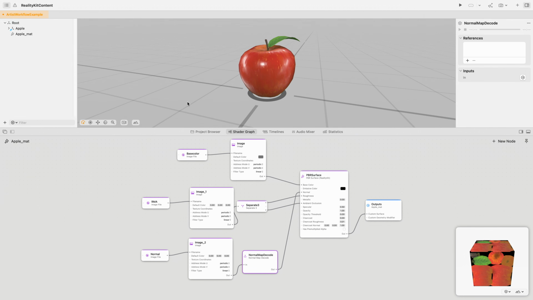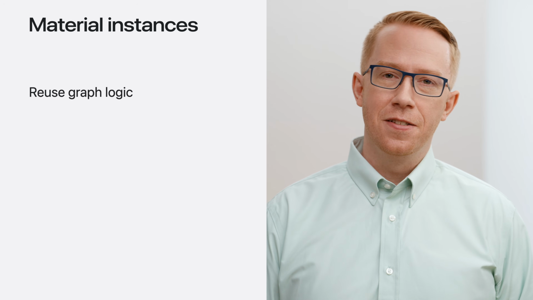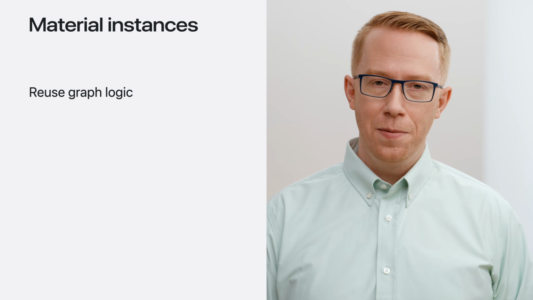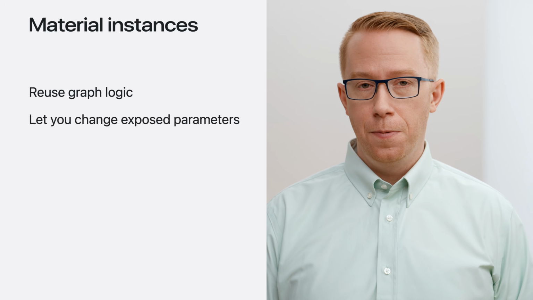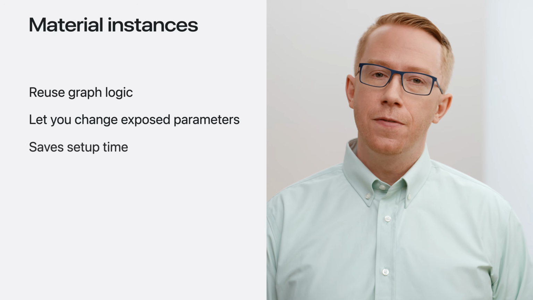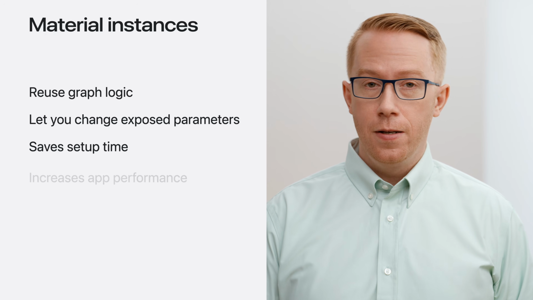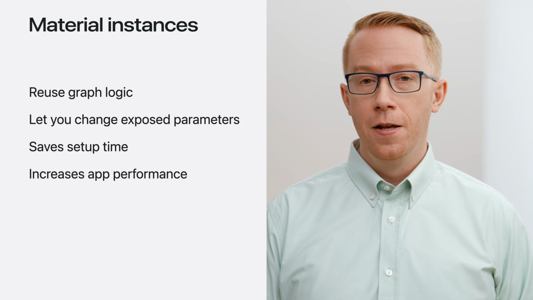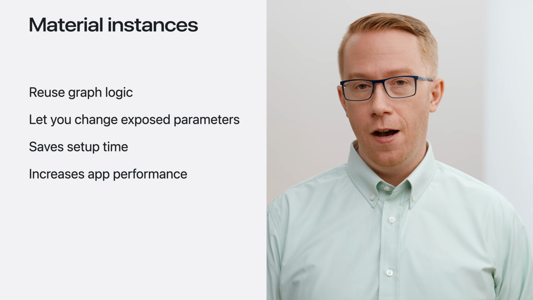It would be nice if I didn't have to do that setup for every single asset though. Luckily, Reality Composer Pro has a way to do that called material instances. Material instances are a great way to reuse the logic of one material while being able to change exposed parameters. This can save time when setting up assets, but it's also good for performance within your app because the engine doesn't need to load redundant copies of the same shader graph. Right now, there aren't any exposed parameters in our material, so every instance would be identical.